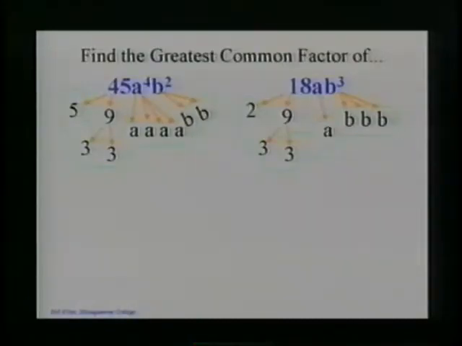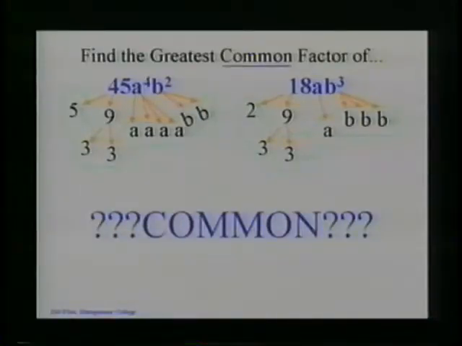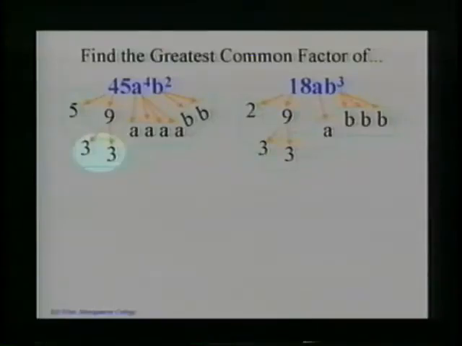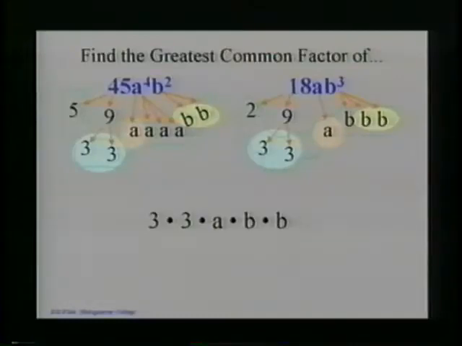What I'm looking for in the greatest common factor is what's common to both of those groups. Well, I see there are two 3's in both of them. There's an A. There's 1 A in both of them. There are 4 in the other, but it has to be in both. And there are 2 B's in both of them. So my greatest common factor is the two 3's, the A, and the two B's. The greatest common factor is 9AB squared.